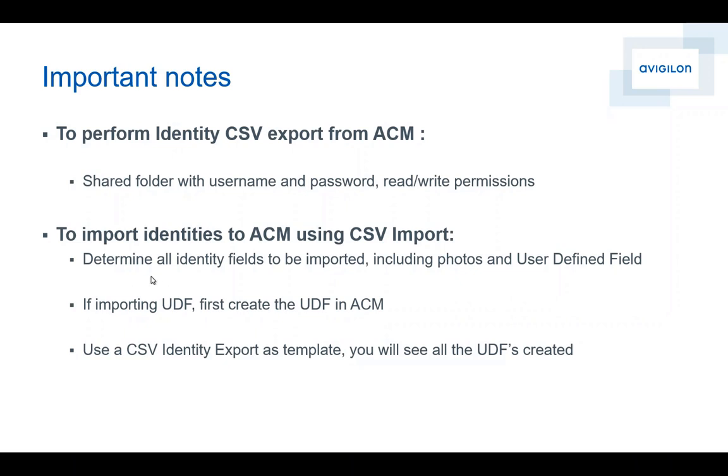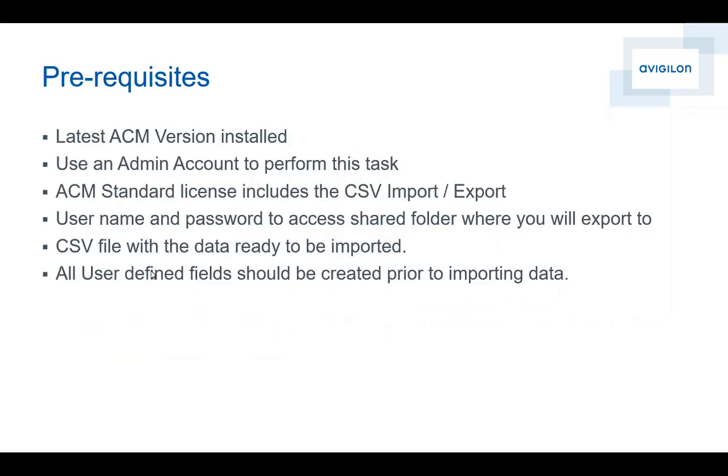Let's take a look at some of the prerequisites to perform this task. We always suggest that you run the latest version of ACM. You can look in the appliance, on the About tab, and you will see what version you're running. You can always download the latest version from the Avigilon website under the support section. Use an admin account to perform this task. The ACM standard license includes the ability to do a CSV import and export, so you're all set there.